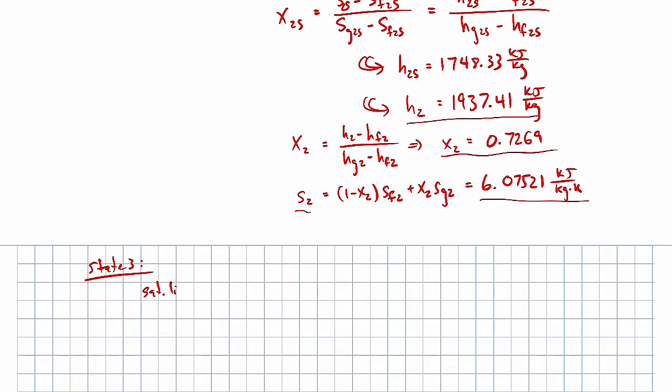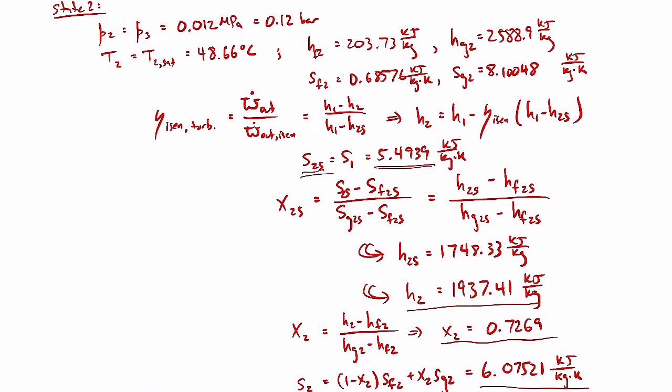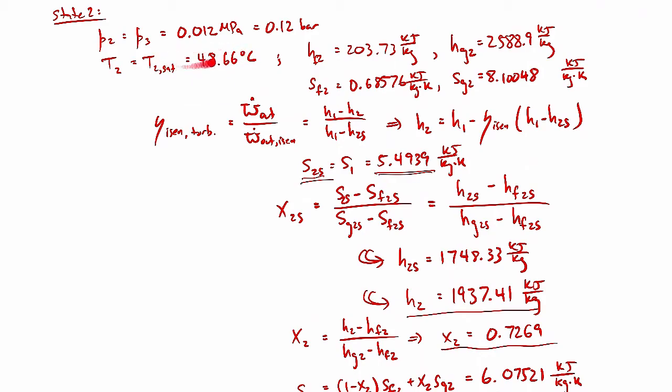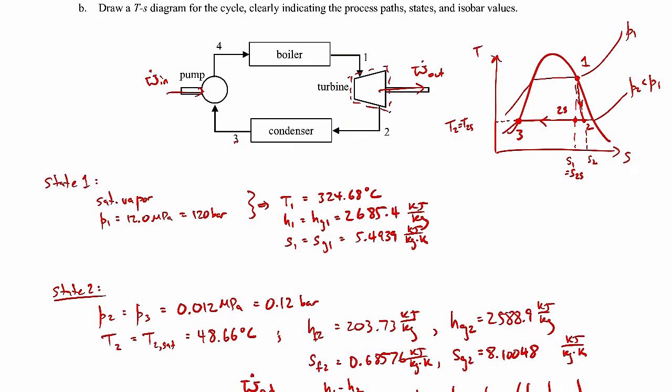Saturated liquid. Pressure at 3 is the same as pressure 2, same as pressure 2s, and that is the 0.12 bar. So we can use the property tables for that. And you'll see that it'll be the same temperature, because as we come across from 2 to 3, it's still the same temperature. So T3 is the same as T2 and T2s. And then here is S3.